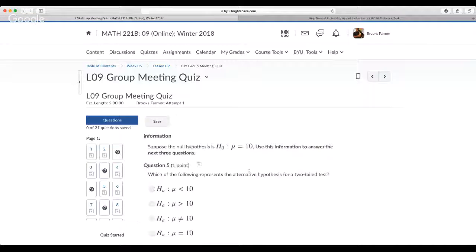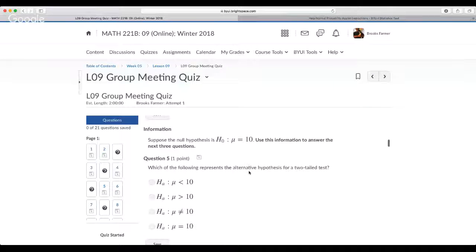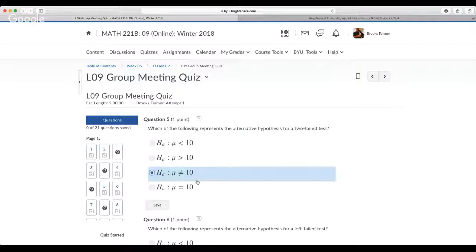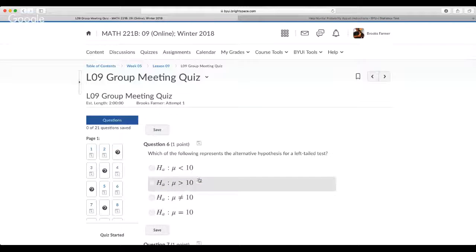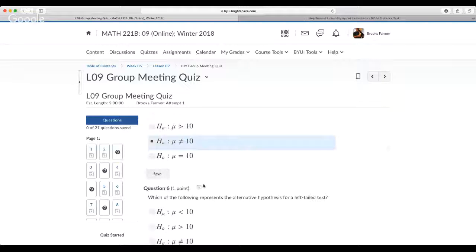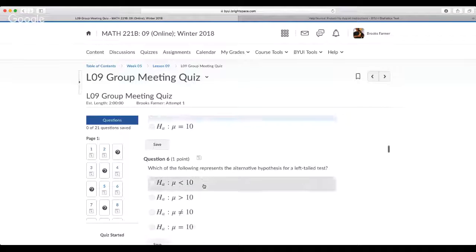I'll read the next one. Suppose a null hypothesis H0 is mu equals 10. Which of the following is an alternative hypothesis for a two-tailed test? C? Yeah, it is C, because two-tailed means you're trying to disprove on both sides, so it has to be a not-equal sign. One-tailed would be one-tailed right or one-tailed left. It depends on what it is, but this one's easy. So we're on a left-tailed test, 6. You got 5, right? That was C. Okay, yep. All right, moving on to 6.